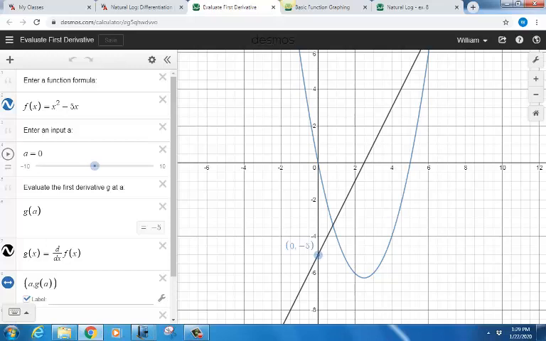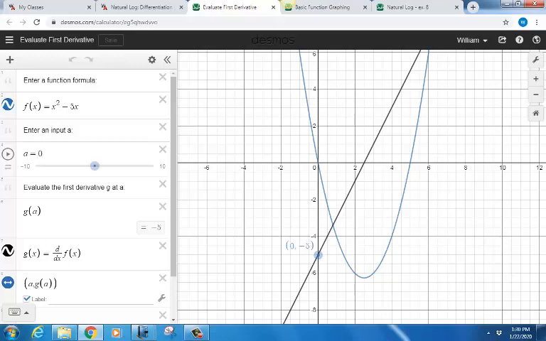Let's see, is this correct, by the way? This is not our problem, just a sample problem. If our function is x squared minus 5x, and we want to evaluate the derivative at 0, does that turn out to be minus 5?